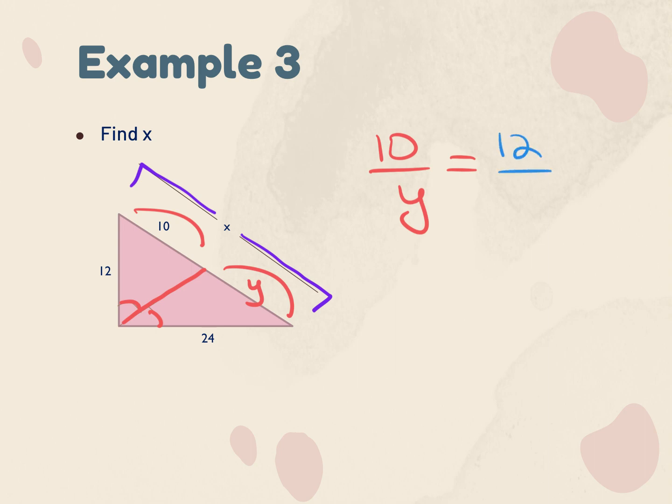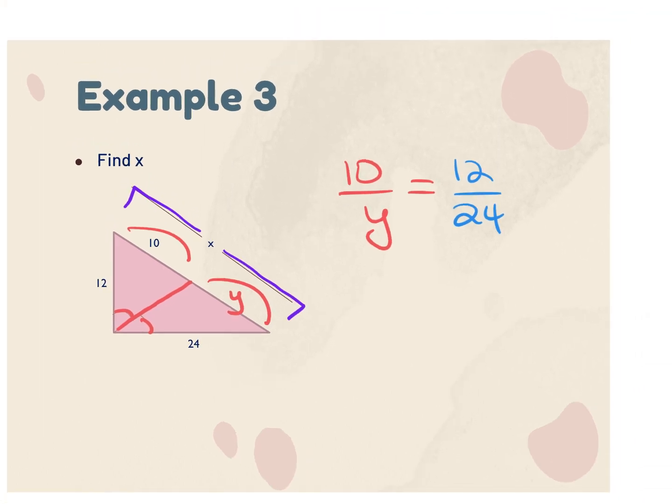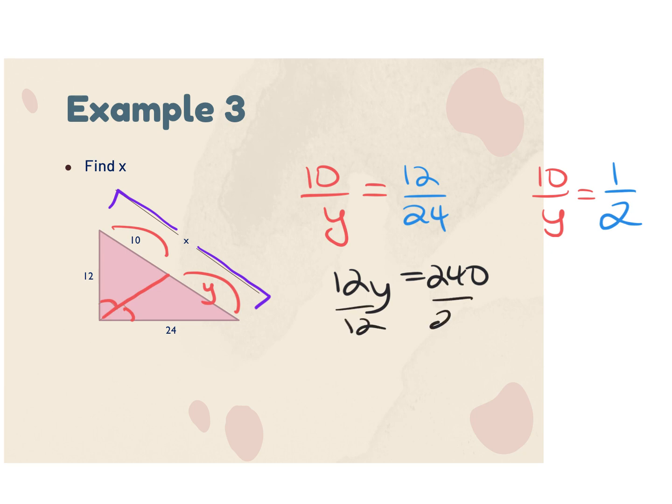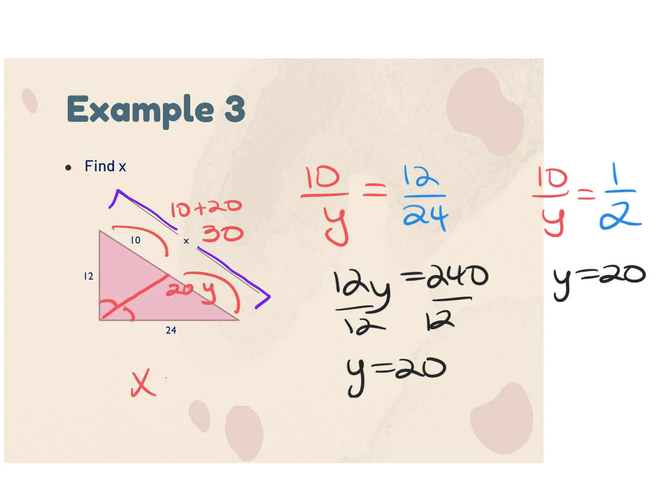So I could set it up with the 12 over 24. Now again, you could simplify the 12 over 24 and make it 1/2. Or again, you're using a calculator, so we could just cross multiply and divide the way it is. So 12y equals 240, divide, and y equals 20. Now if I did the other proportion, it goes right to the answer. So now this tells me that this little piece is 20. So now to find x, all I have to do is add 10 and 20, and the value of x is 30. So x equals 30.